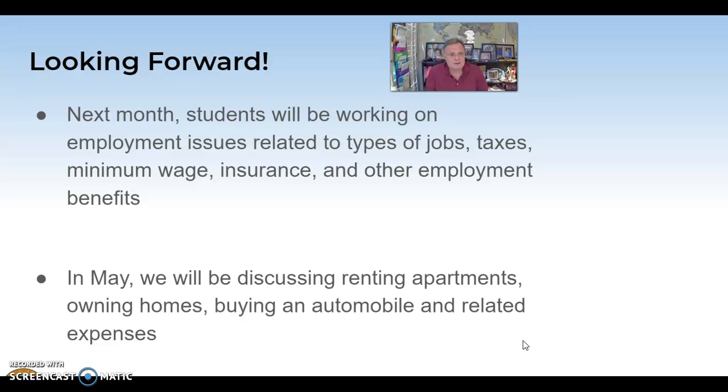Next month, students will be working on employment issues related to types of jobs, taxes again, and the tax forms they fill out when they get a job, and how to understand those tax forms. We'll be looking at minimum wage and minimum wage laws and how that affects your student. We'll be looking at insurance and other employment benefits. In May, we will be discussing renting apartments, owning homes, buying an automobile, and other related expenses.